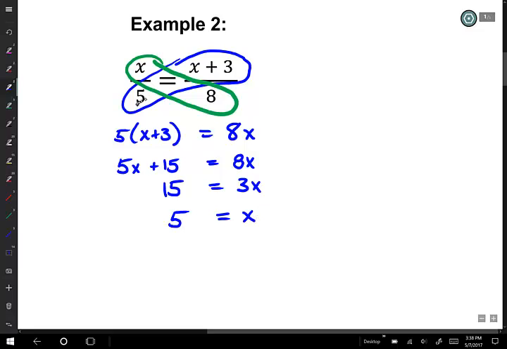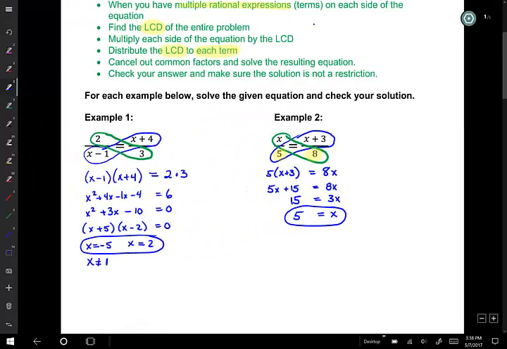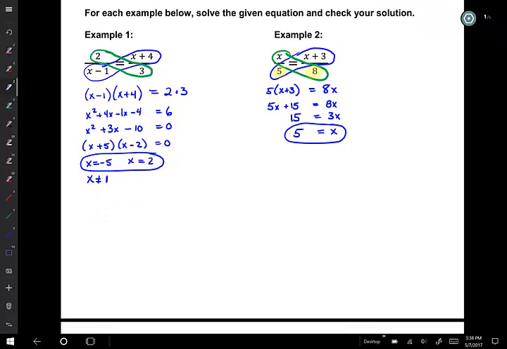Because we have a 5 and an 8 in the original denominator, there are no restrictions, and my answer is merely x equals 5. So in these first 2 examples, we have a very simple scenario of the product of the means and the extremes, cross-multiplying, some people might say, and then making sure that our answers do check in the problem. So let's check each of these answers to make sure that they work.